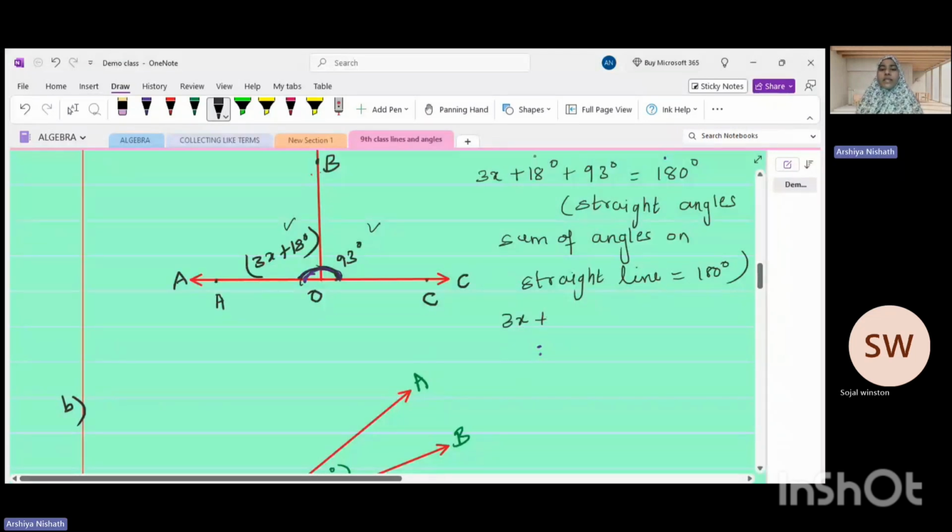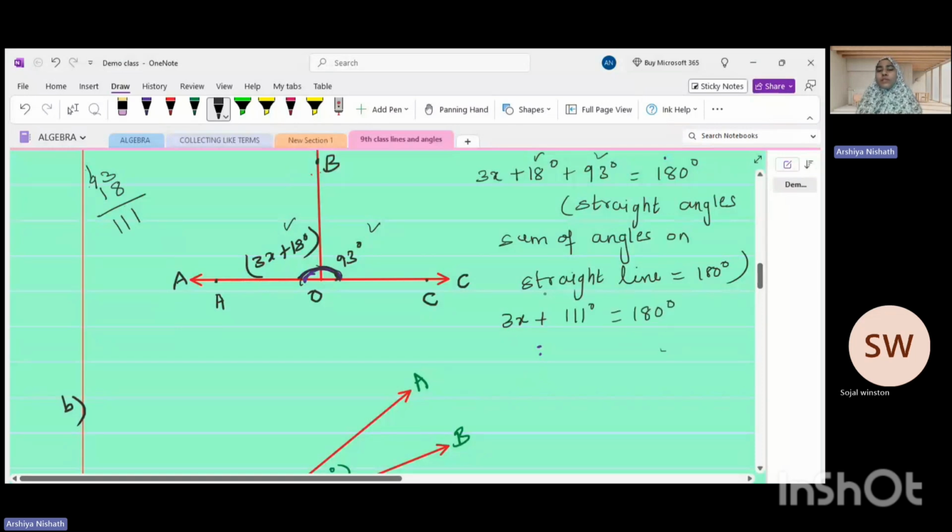What are the like terms here? This 18 and 93 are like terms. Like terms we can add. So now add these like terms, 93 plus 18. 8 after add 3 is 11. 9 after 10 plus 1, 11. So 111 degrees is equal to 180 degrees.